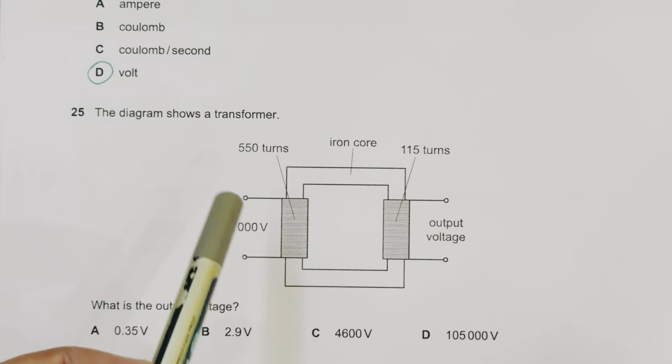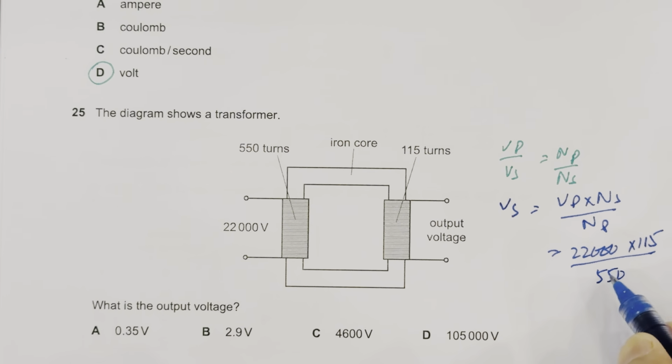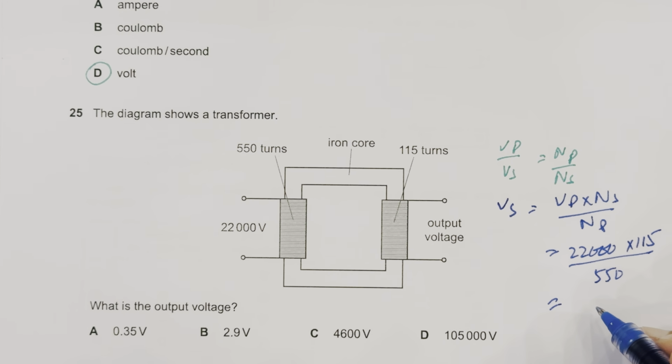Value of Vs would be equal to Vp into Ns over Np. The value of voltage P is 22,000, the secondary turns are 115 and the primary turns are 550. After dividing it we get the value that is equal to 4600 volts. So this is a step down transformer. So option number C is the correct answer.